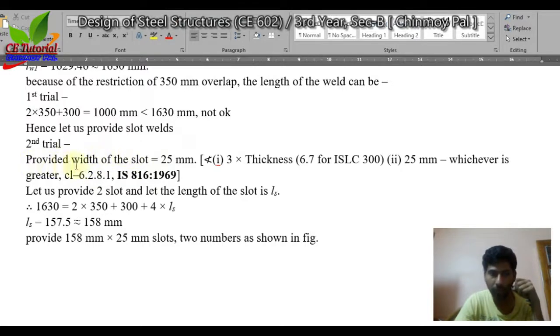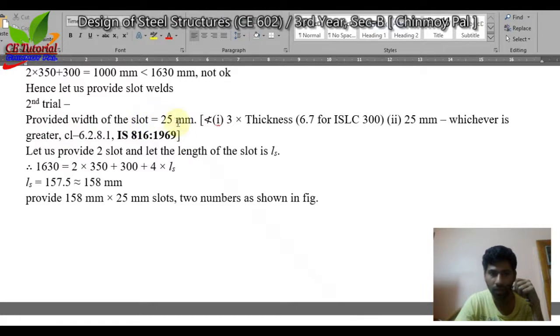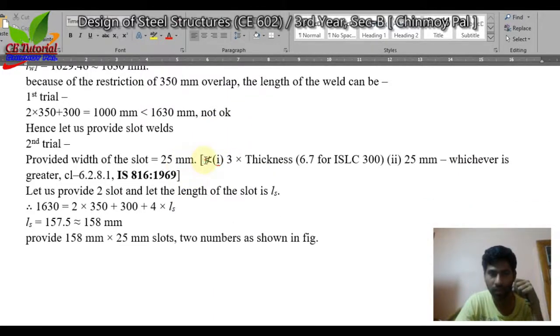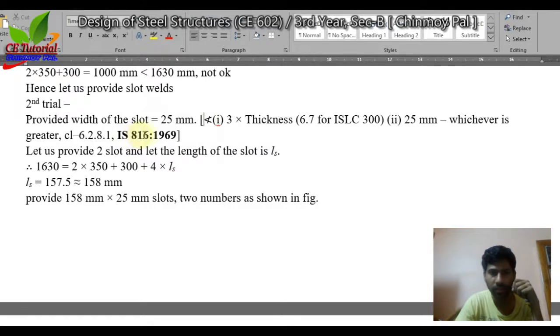For slot weld, we need some slot. This is the slot, and the width of the slot should not be less than 25 millimeter. You can find this restriction in IS 816/1969, clause 6.2.8.1. First of all, download this code IS 816 from Google and go to clause 6.2.8.1, and you can find that it should be 3 into thickness. Thickness is 6.7 for this channel section, and 25 millimeter, whichever is greater. 3 into 6.7 and 25, whichever is greater. The slot should not be less than this. So we are considering 25 millimeter.